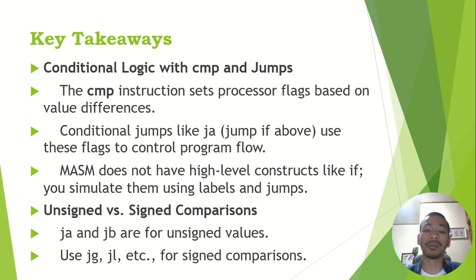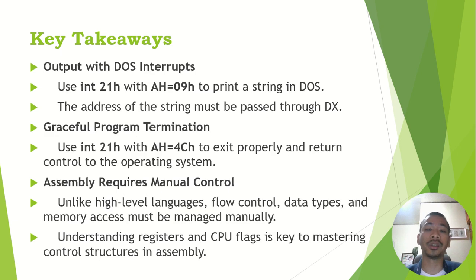Unsigned versus signed comparison: JA and JB are used for unsigned values, and JG and JL and so on for signed comparison. Output with DOS interrupts: use INT 21H with AH equals 09H to print a string in DOS. The address of the string must be passed through DX. Graceful program termination: use INT 21H with AH equals 4CH to exit properly and return control to the operating system.